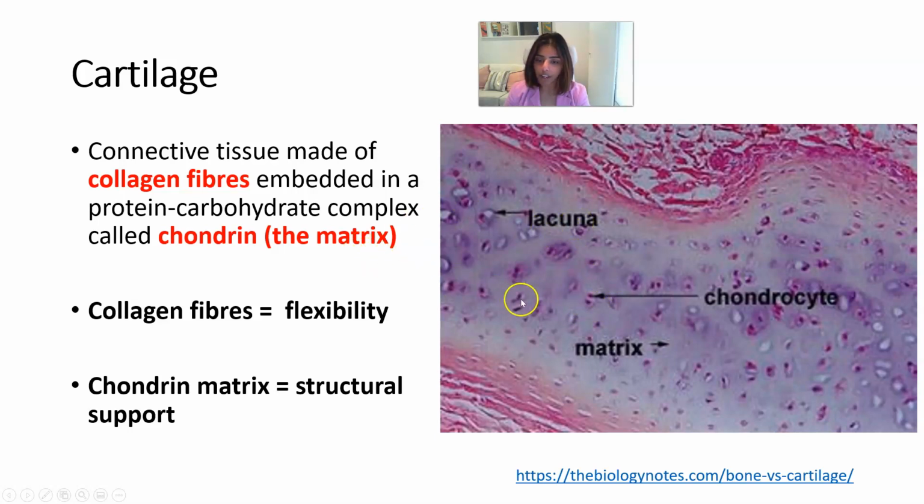Now, the collagen fibres that run throughout cartilage add flexibility to that cartilage structure. You can notice that at the cartilage at the ends of your nose and in your ears. The chondrin matrix provides that background stability and support for cartilage.